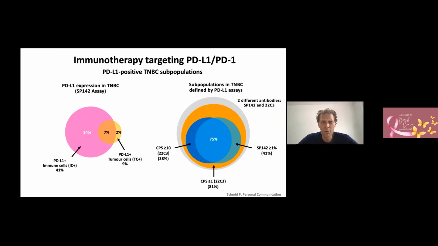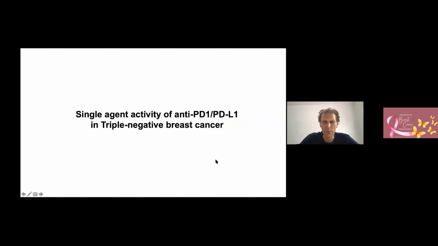So in other words, there's no perfect assay that describes all patients who may benefit, but what we've seen is patients need to either have a CPS 10 assay, which is about 40% of patients, or SP142 with 1% to see a benefit with immune therapy. And as those two assays are not 100% overlapping, in some cases, it may make sense to do both assays.